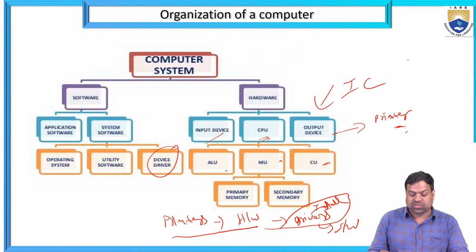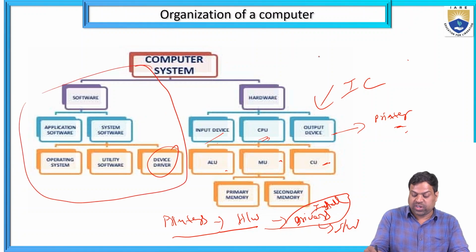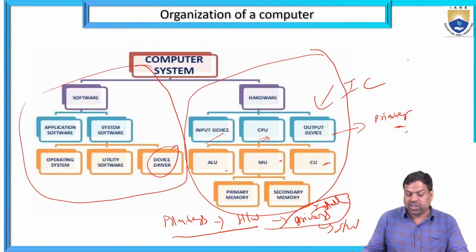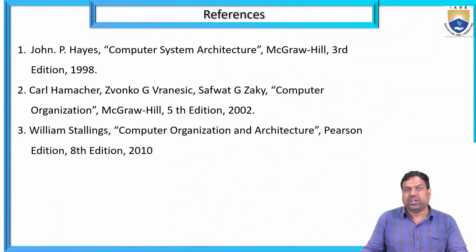Okay, so software: application software, operating system, utility software, device drivers. These are about the software, and those are about the hardware. So a computer is a combination of software and hardware.